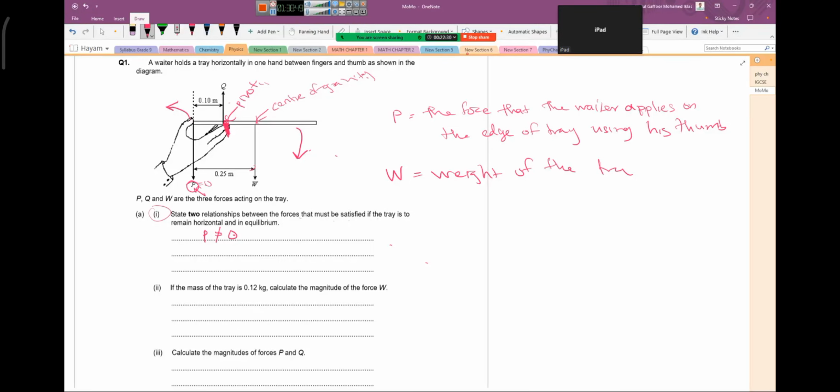The value might change. No. If P is equal to 0, he has released his thumb, so the tray will fall. Right? So yeah, this is the first relationship.